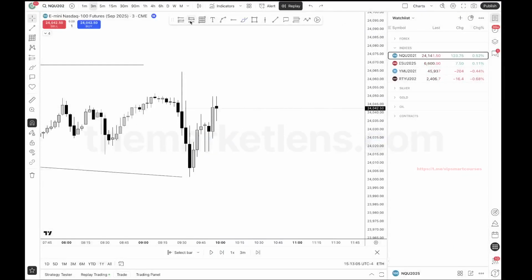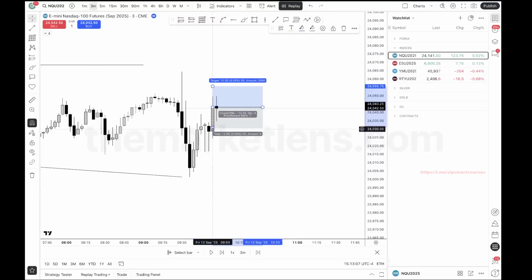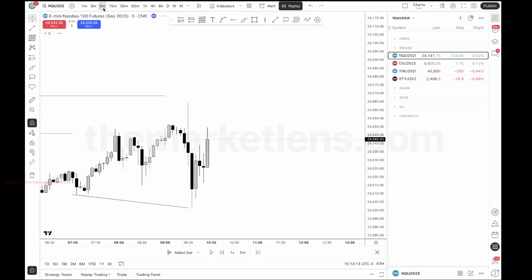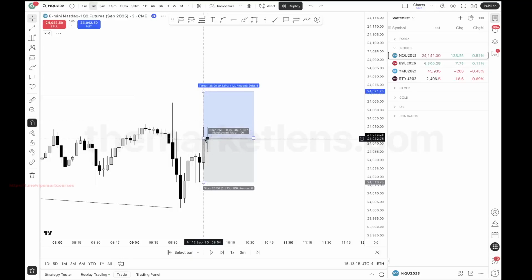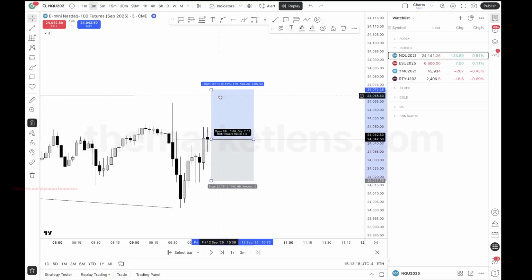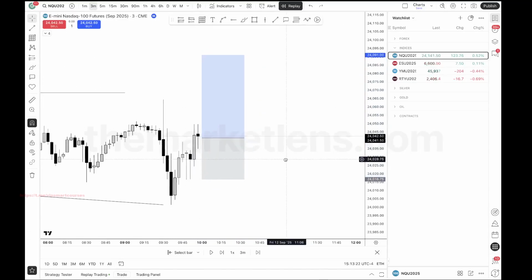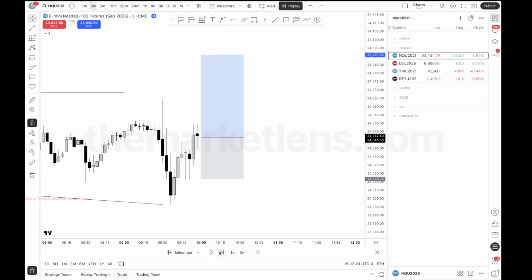So I took this as one of my entries, like that, right? And I wanted all-time highs. I believe I got a better fill than that, though. It was a little bit lower or something, right? But ultimately, I can take 2R at least, right? I think I had my stop loss a little bit lower, but it doesn't really matter.